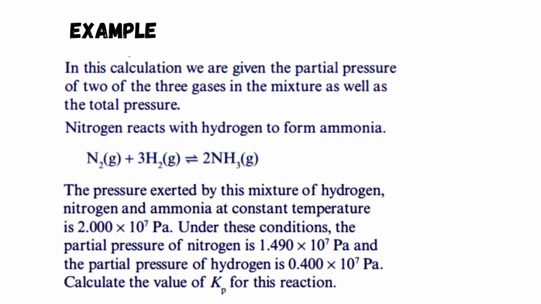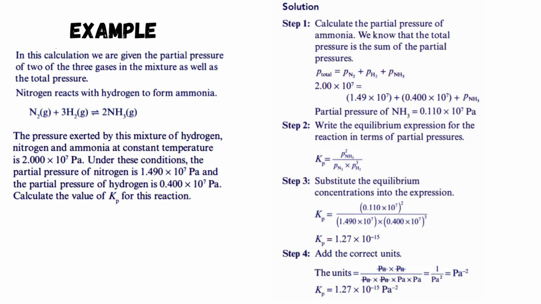Nitrogen reacts with hydrogen to form ammonia. The pressure exerted by this mixture of hydrogen, nitrogen and ammonia at constant temperature is 2.000 times 10 to the power 7 Pascal. Under these conditions, the partial pressure of nitrogen is 1.490 times 10 to the power 7 Pascal and partial pressure of hydrogen is 0.400 times 10 to the power 7 Pascal. Calculate the value of Kp for this reaction. And the solution is shown here.